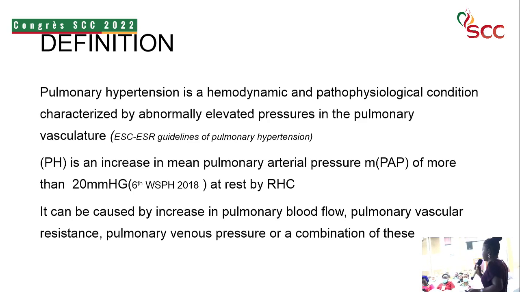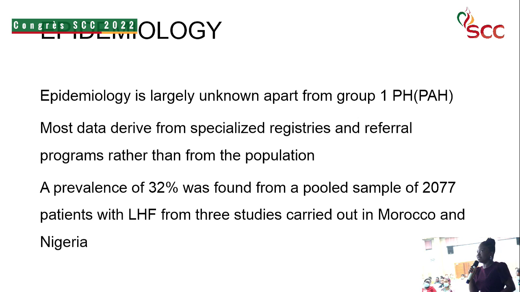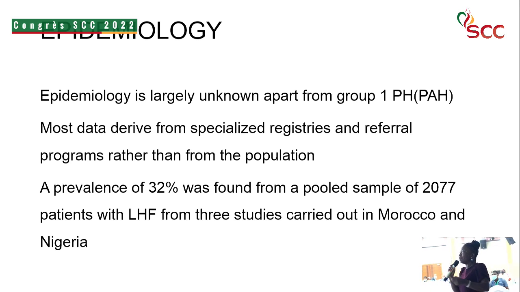That is the reason. It can be caused by an increase in pulmonary blood flow, pulmonary vascular resistance, pulmonary venous pressure, or a combination of these. The epidemiology is largely unknown apart from group 1 pulmonary hypertension, which is pulmonary arterial hypertension, and most data are derived from specialized registries and referral programs rather than from the general population.